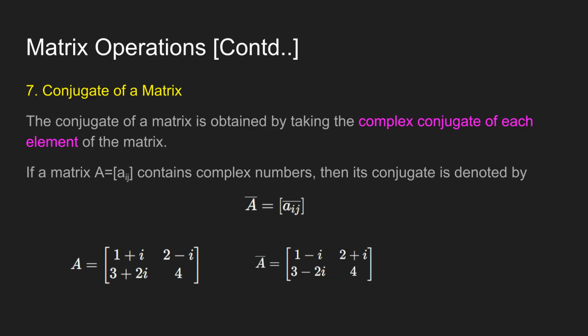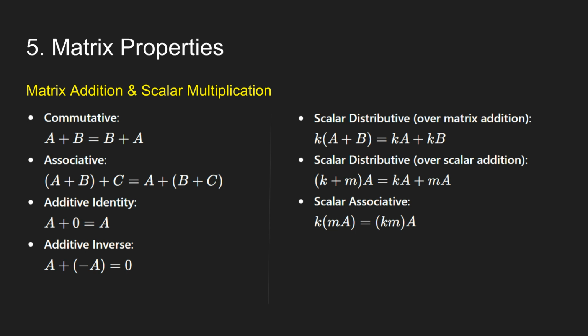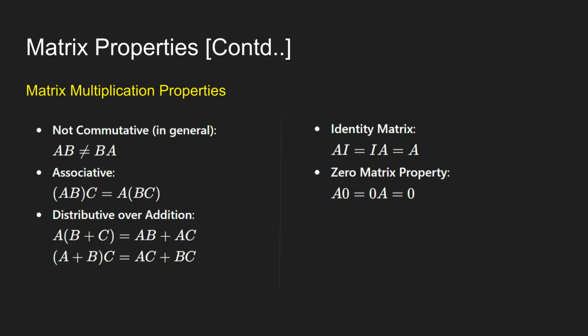The conjugate of a matrix, often used when dealing with complex numbers, is obtained by replacing each element with its complex conjugate. The video will now cover important matrix properties, starting with the properties related to matrix addition and scalar multiplication. Next are the key properties governing matrix multiplication, such as associativity and how it interacts with the identity matrix.